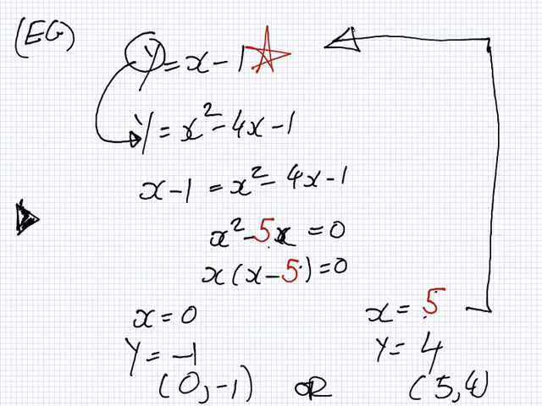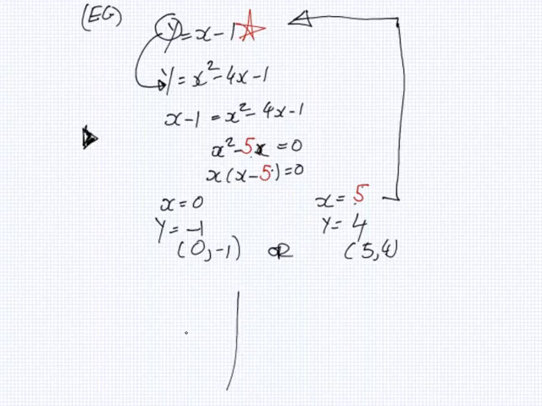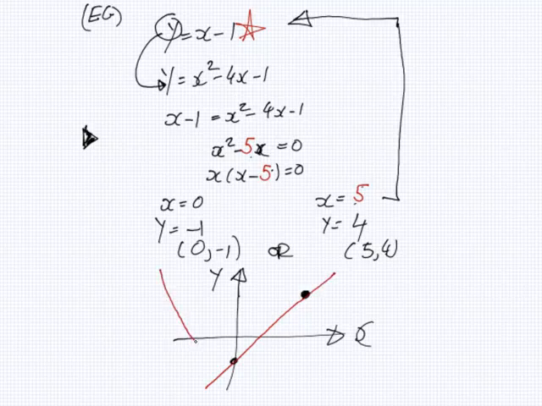Now, as part of the answer, I also want a very, very quick sketch. Let me zoom out a bit. Something as quick as this. That's an x, that's a y, and we have (0, minus 1), which would be like here, and then (5, 4), which would be like here. So that's the line, that's the quadratic, and they're the two answers. So very, very quick sketch at the end as well.